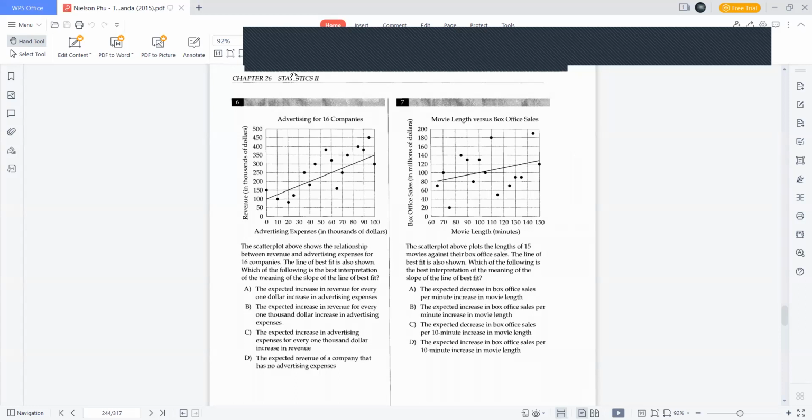Therefore, any answer that says the expected increase in advertising expenses for every $1,000 increase in revenue, you can have an expected increase in advertising expenses. You decide that. You can expect revenue. That's not something that you decide. So C would be out.